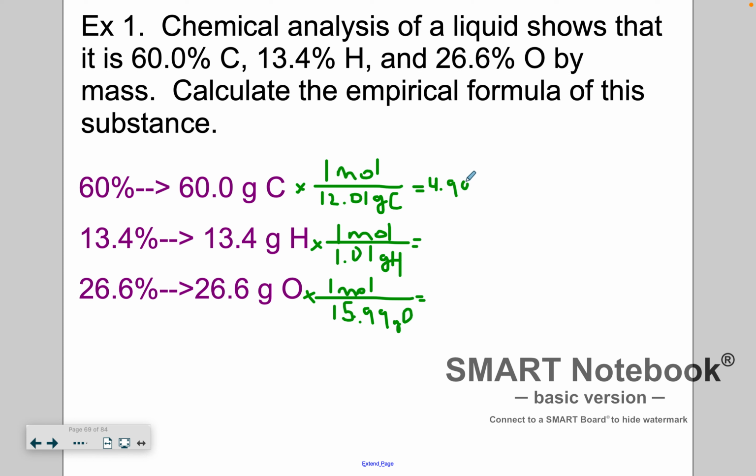4.99. Okay. 13.4 divided by 1.01, I get 13.26. And then the last one, 26.6 divided by 15.99, I get 1.66. So that's the second step. All I did was convert all of these to moles, okay?